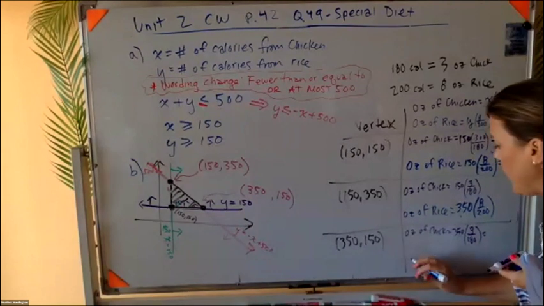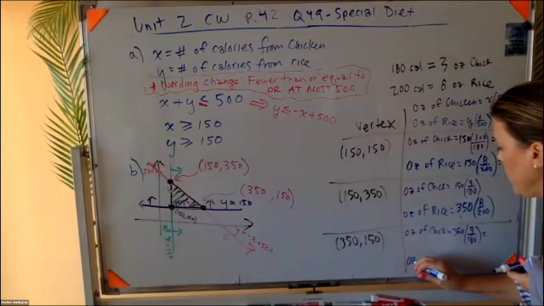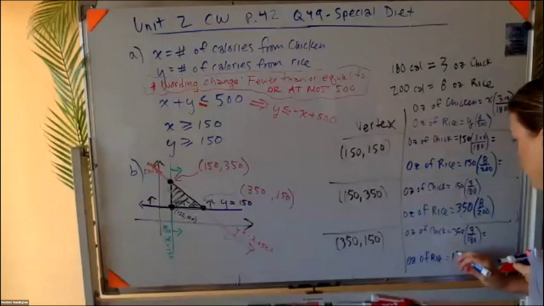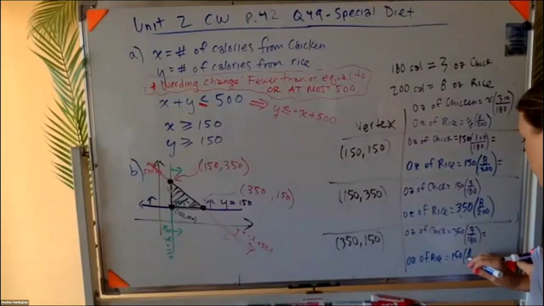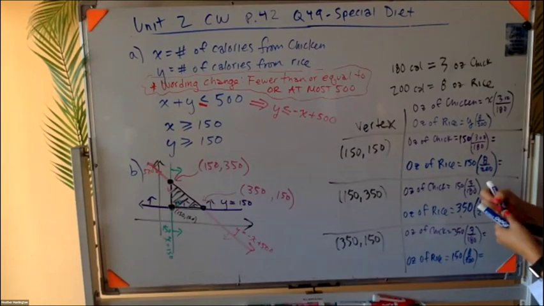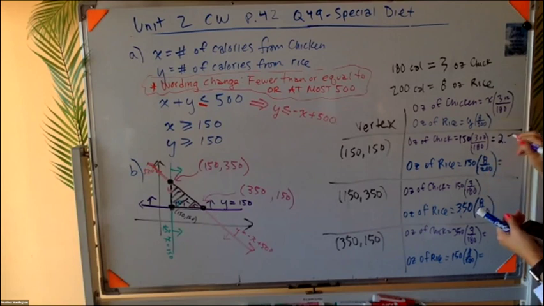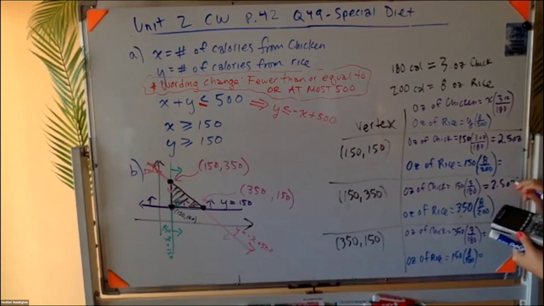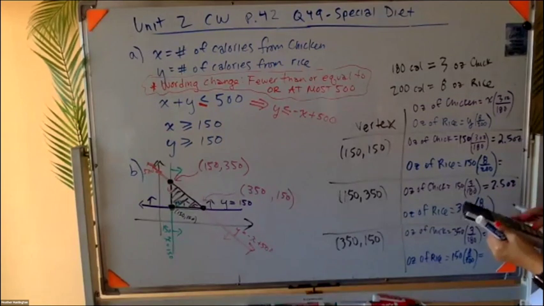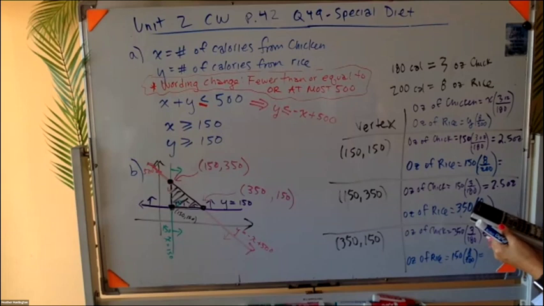On the exam, I'm going to ask you to maximize or minimize something using these concepts, but here these are just asking for all of the answers. So this is 2.5. This one will also be 2.5 ounces. Now, second, I'm just going to put 350: 5.8 ounces.